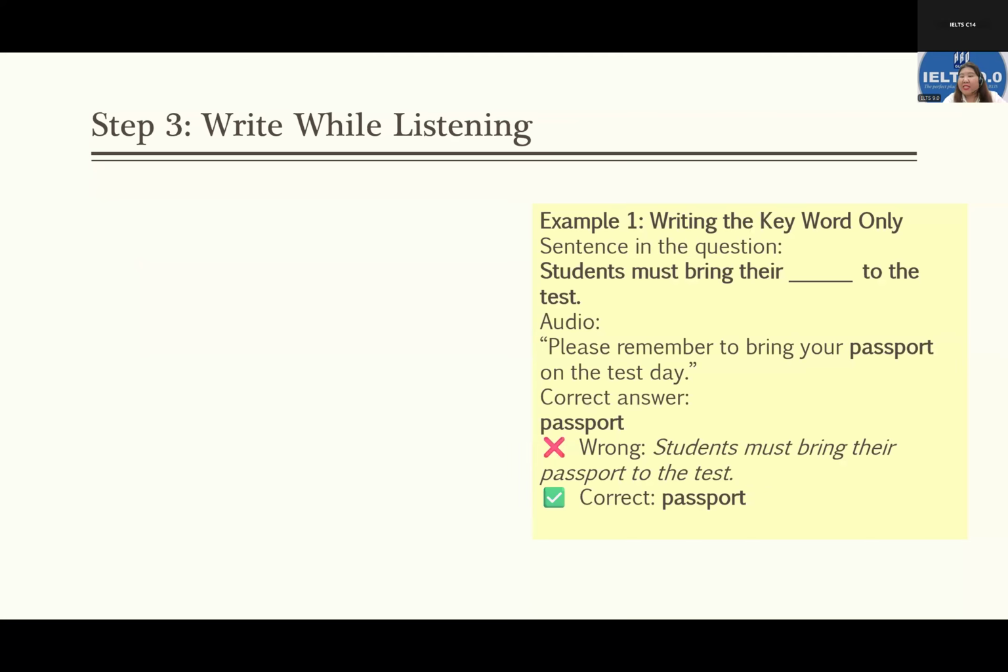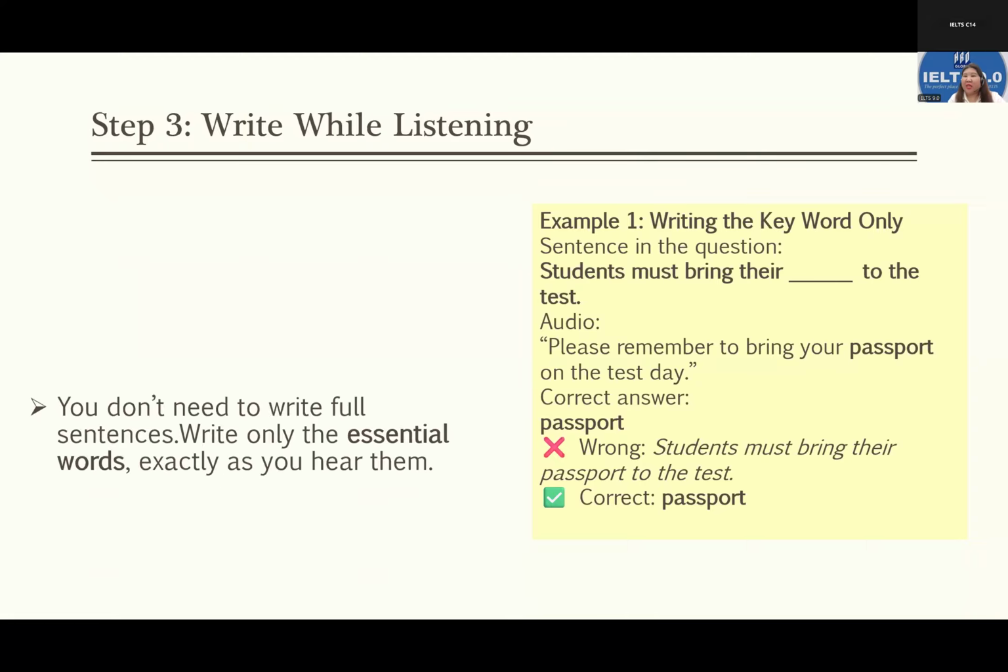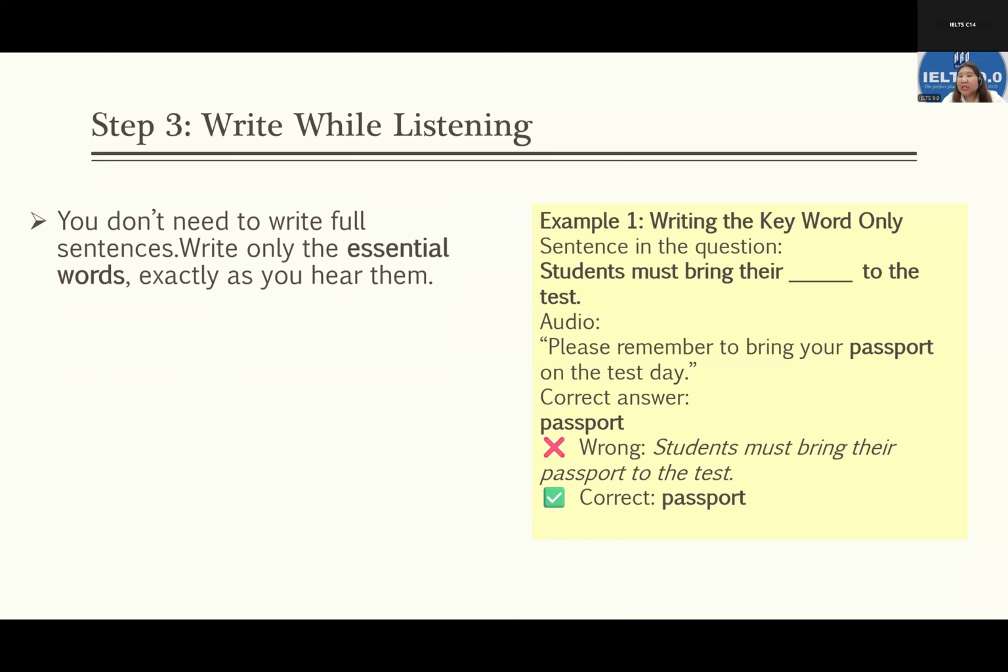When answering IELTS listening questions, remember that you do not need to write full sentences. Your goal is simply to write the correct word or phrase that completes the gap. Writing full sentences can waste valuable time and may even cause you to miss the next answer. Instead, focus on writing only the essential words exactly as you hear them in the audio. The listening test moves quickly, so keeping your answers short and precise will help you stay on track with the recording. However, even though the answers are short, you still need to be careful with a few important details.